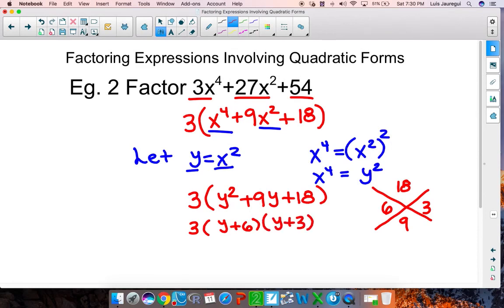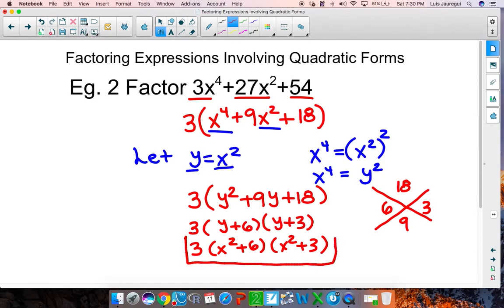However, to get our final answer, we need to remember that we made the assumption that y was x squared, so we substitute that value back in. So we have 3 times x squared plus 6 times x squared plus 3. And that will be our factored form for the expression 3x to the fourth plus 27x squared plus 54.